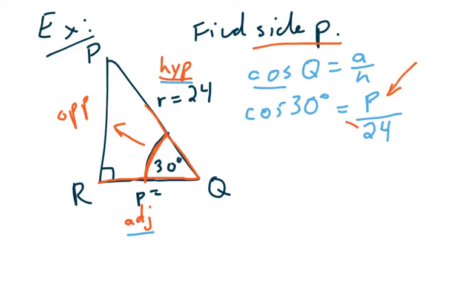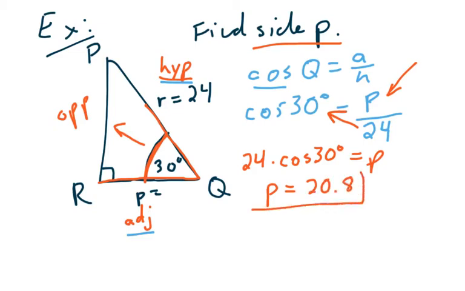So I can just multiply this 24 across, and I get 24 times the cos of 30 degrees is equal to P. When I put that into my calculator, I type 24 times, and in my calculator I hit 30 cos, but you might have to hit cos 30 first, and the answer comes out as P equals 20.8. So there's the side length of side P.